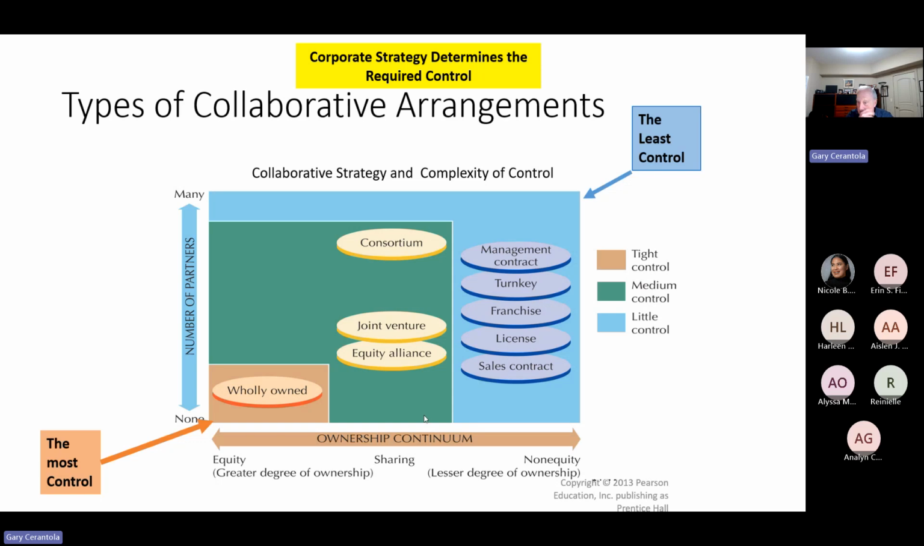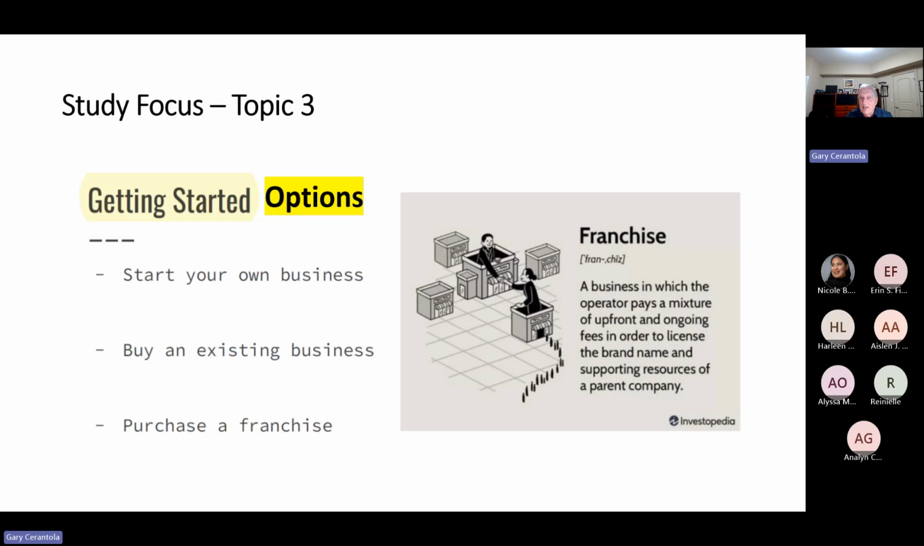So you can see, where you just own the whole thing yourself, you have the most control. But now, as a consortium or a joint venture or equity alliance, you're giving away some control. But now you've spread your capital, and you've spread your influence, and you've spread your capabilities to be able to maybe take in more market share in a certain area, right? So that's how that works.